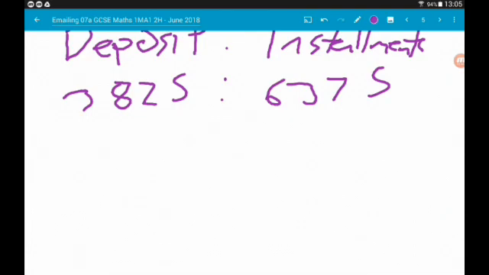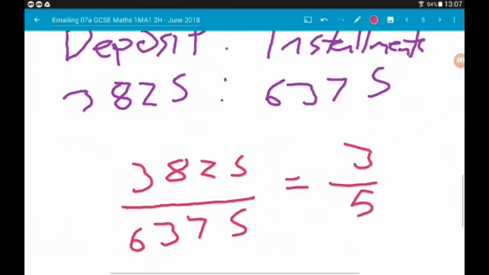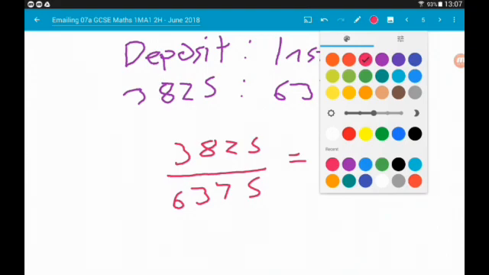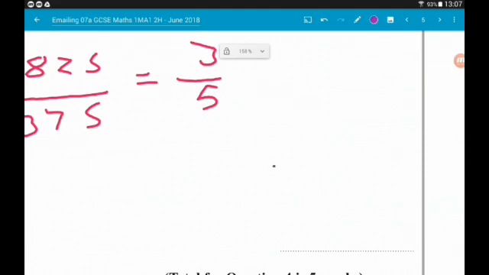So if you put into your calculators 3,825 divided by 6,375, it's going to take out all the common factors between those two numbers and give us 3 over 5. So our ratio in its simplest form, deposit to instalments, is 3 to 5.